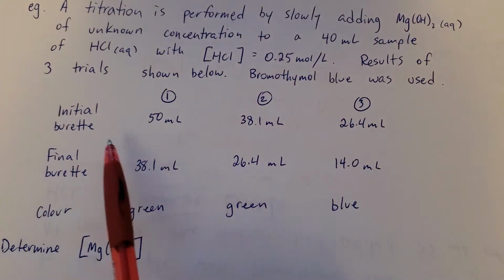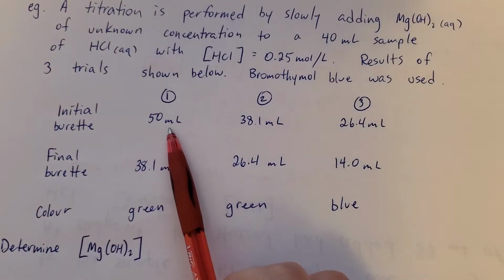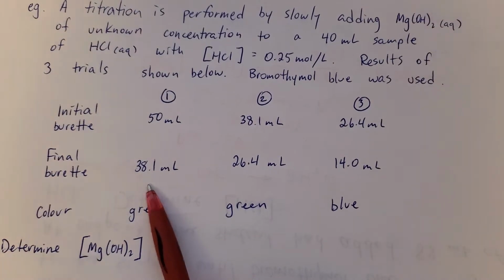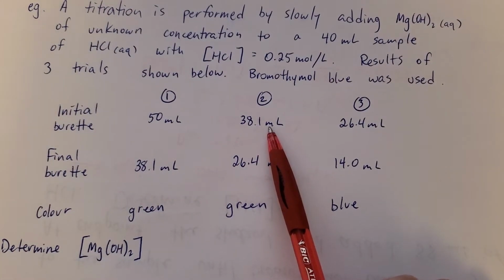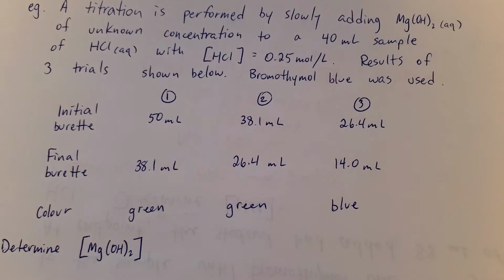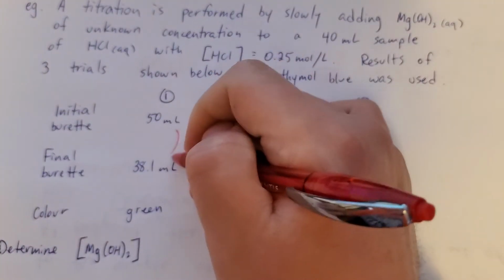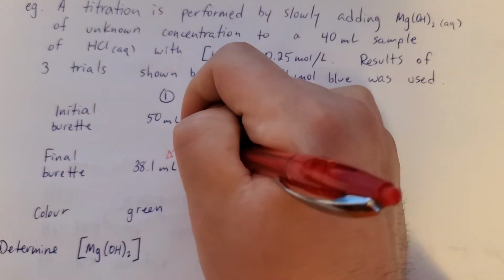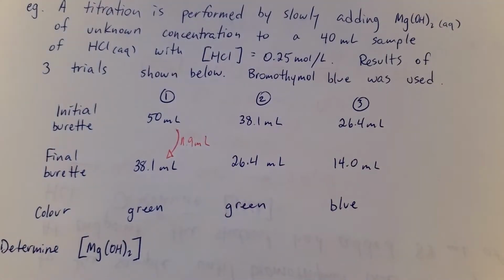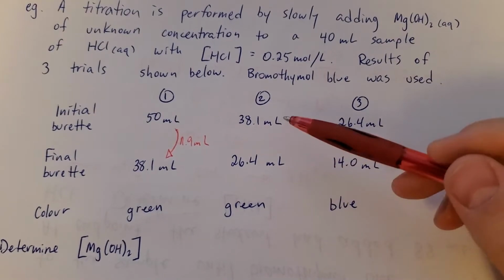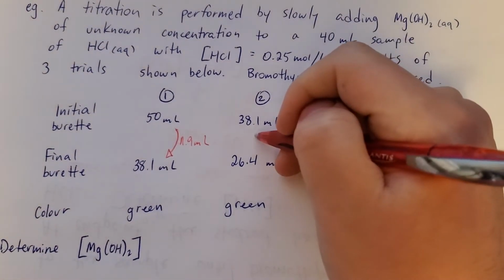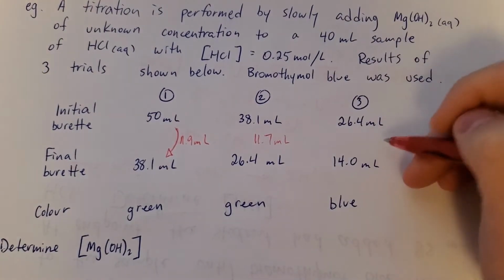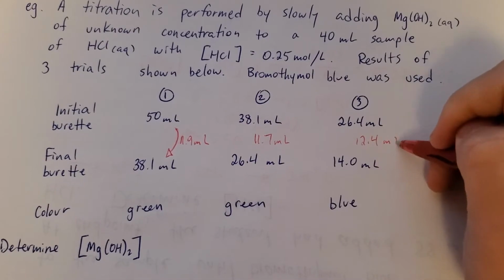All right, so I've given you burette readings. We filled the burette 50 mils. The volume went down because we added some. And notice that becomes our burette reading for the next trial. What you really need to know is how much was added. So just subtract those and you'll get, in this trial, 11.9 milliliters is added. Okay. In this trial, it looks like 11.7 milliliters was added. And in this one, it looks like 12.4 milliliters.